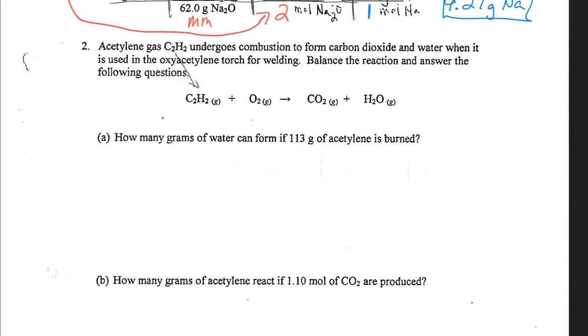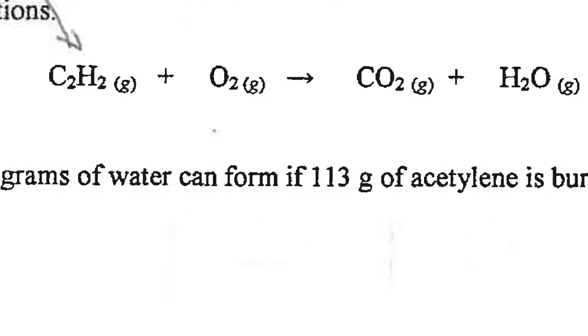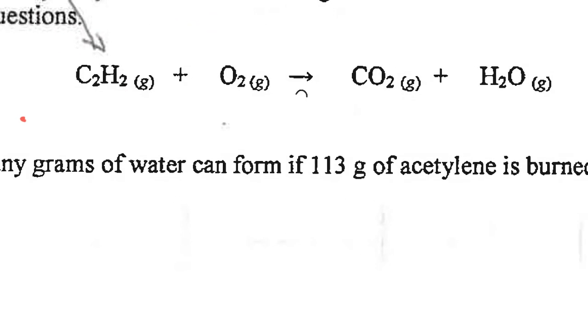So I've got carbon, hydrogen, and oxygen. I'm going to make that a little bit bigger. I'm going to do my count. I have 2 carbon, sorry, 2 hydrogen and 2 oxygen on this side. On the product side, I've got 1 carbon, 3 oxygen, because I've got 2 in the carbon dioxide and 1 with the water. And then my water, I've got 2 hydrogen. There we go. So I'm not balanced.